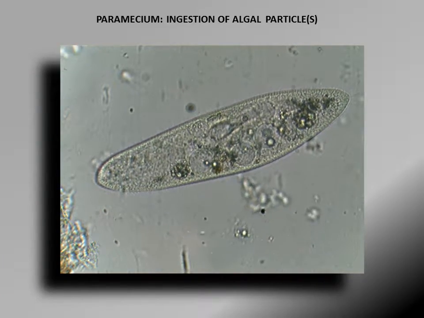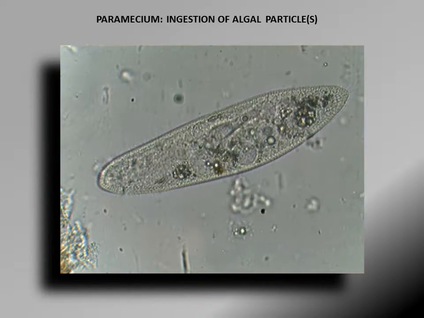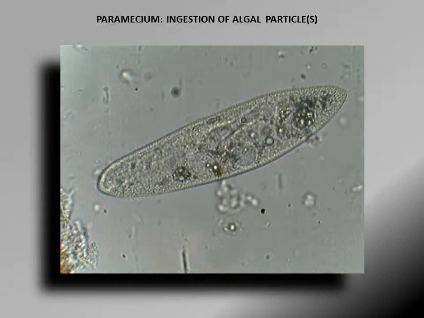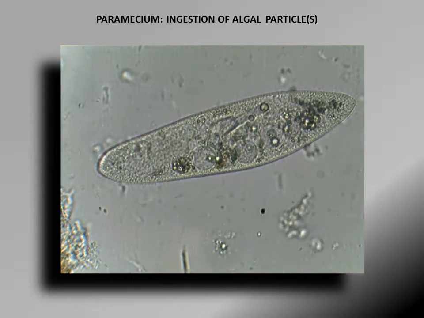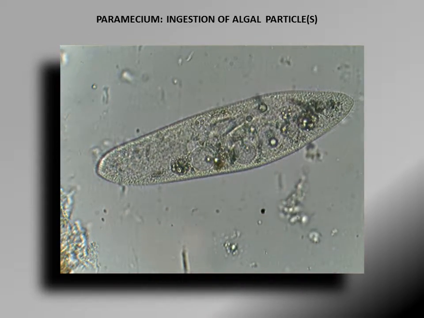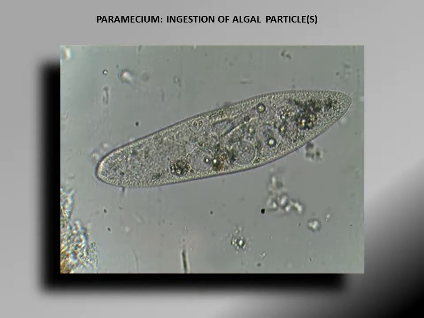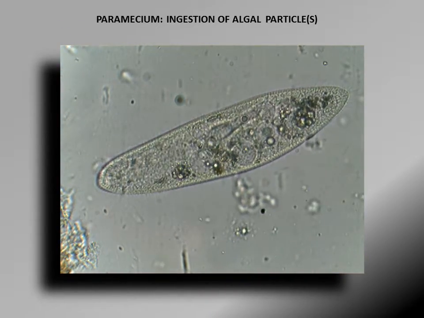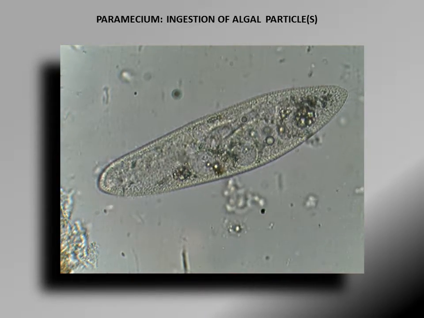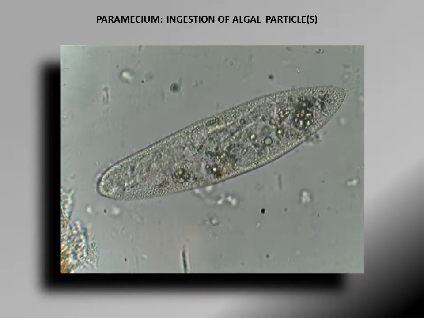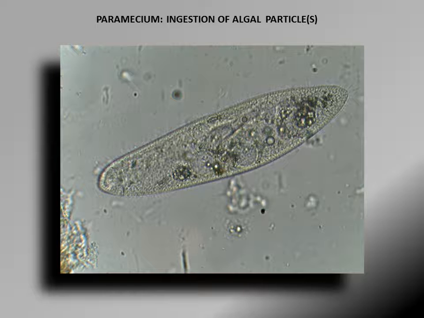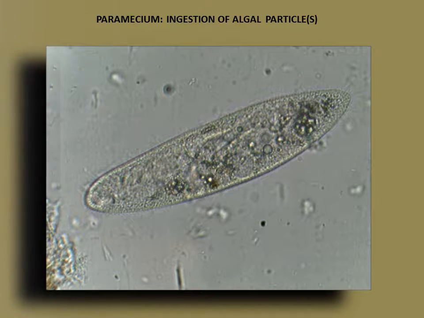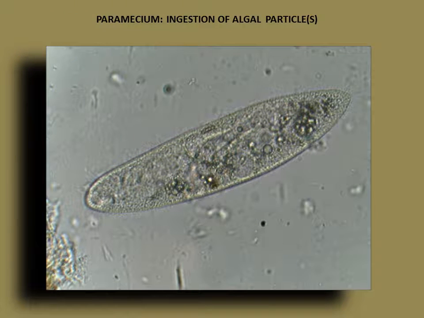In this video, several algal particles are collected in the stream created by the preoral cilia, and one of them makes it all the way to the end of the cytopharynx into its forming food vacuole. And here is the same video at 1/8 speed.